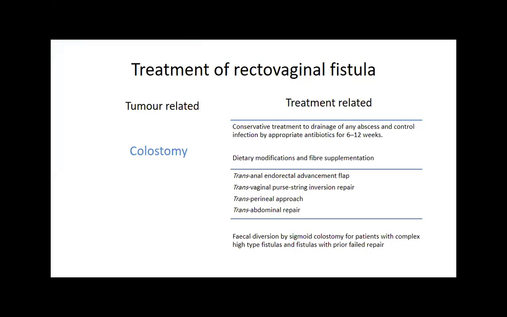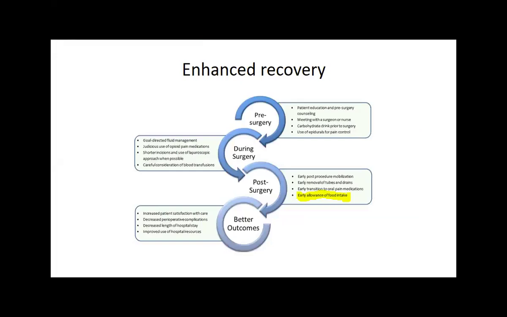If it's treatment related, you need to conserve, if it's a small amount, as we said, Dr. Muhammad Banna, up to three months of conservation with antibiotic and good drainage, and increase fiber supplementation, and decrease the fluidity of the stool. After that, if it's lower down, you may need to do an advancement flap or perineal repair to put something or omentum between the vagina and the rectum. You may end up at the end needing a fecal diversion.